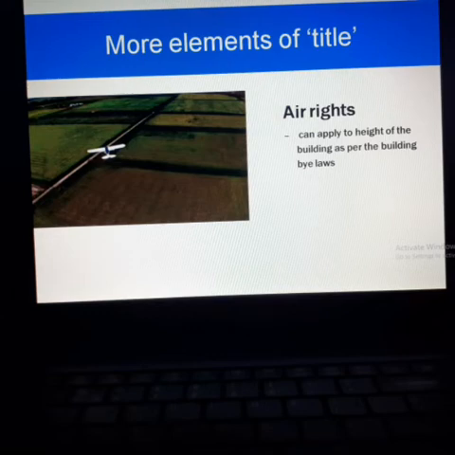So as you may know, air right is again a right that's associated and connected with land, but in this case it's on a very large scale.